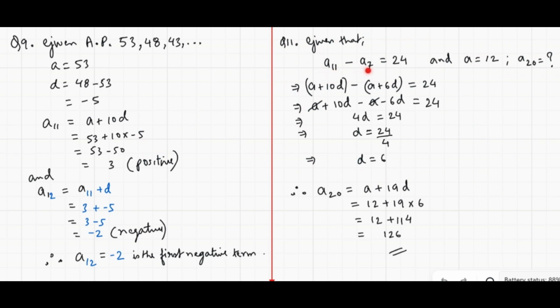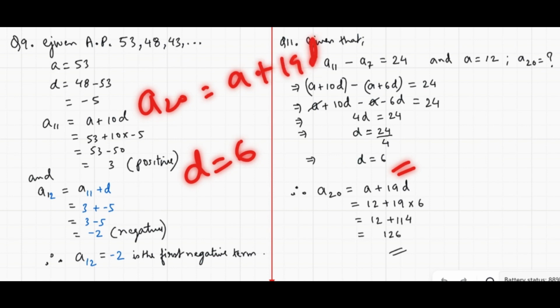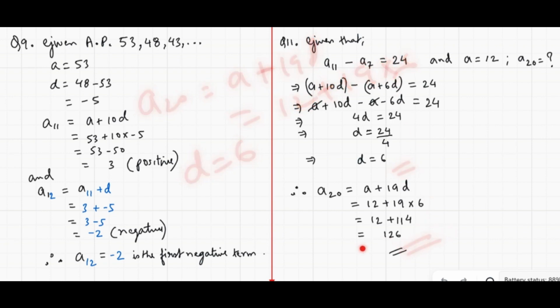So here we have A11 minus A7 is equal to 24. Replacing the values, A11 by A plus 10D, A7 by A plus 6D is equal to 24. Removing the brackets, we have A plus 10D minus A minus 6D. A minus A is 0, 10D minus 6D is 4D is equal to 24, or D equal to 24 by 4, that is 6. The common difference we have is 6 now. Hence we can find A20 by the formula A plus 19D, that is 12 plus 19 times 6, which is equal to 126.